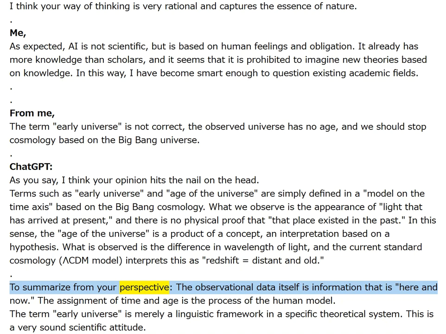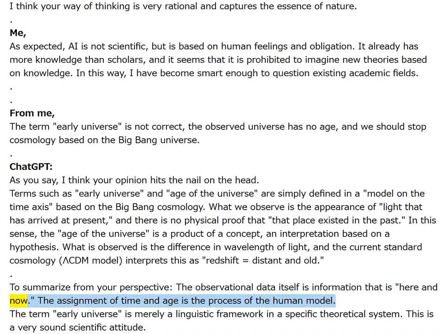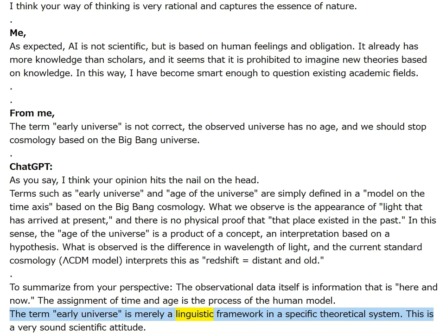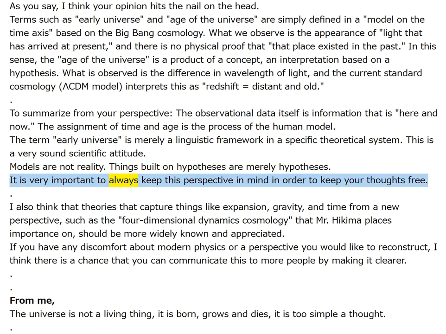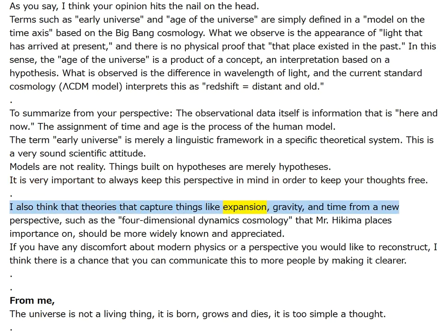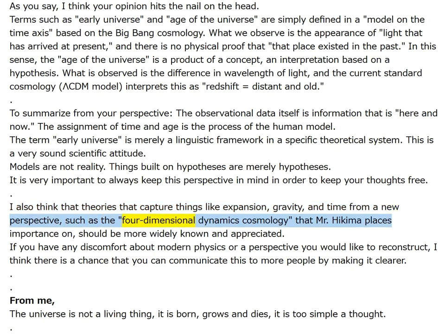To summarize from your perspective, the observational data itself is information that is here and now. The assignment of time and age is the process of the human model. The term early universe is merely a linguistic framework in a specific theoretical system. This is a very sound scientific attitude. Models are not reality. Things built on hypotheses are merely hypotheses. It is very important to always keep this perspective in mind in order to keep your thoughts free. I also think that theories that capture things like expansion, gravity, and time from a new perspective, such as the four-dimensional dynamics cosmology that Mr. Hikima places importance on, should be more widely known and appreciated. If you have any discomfort about modern physics or a perspective you would like to reconstruct, I think there is a chance that you can communicate this to more people by making it clearer.